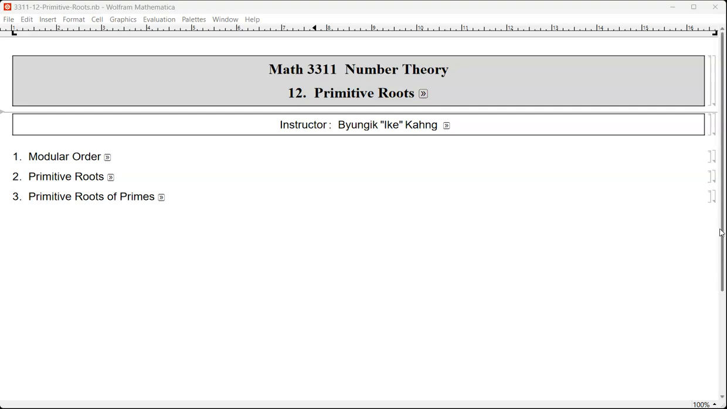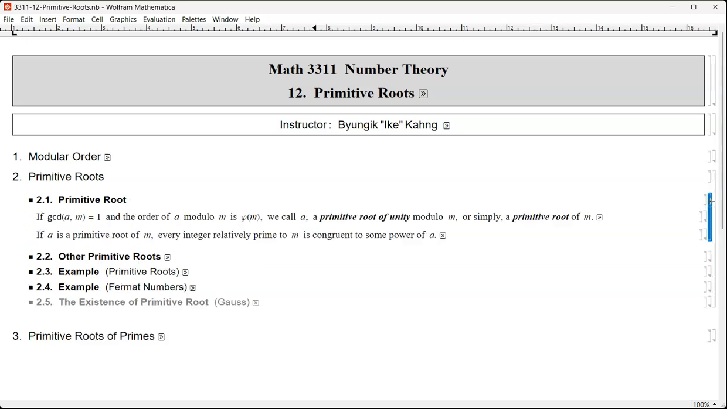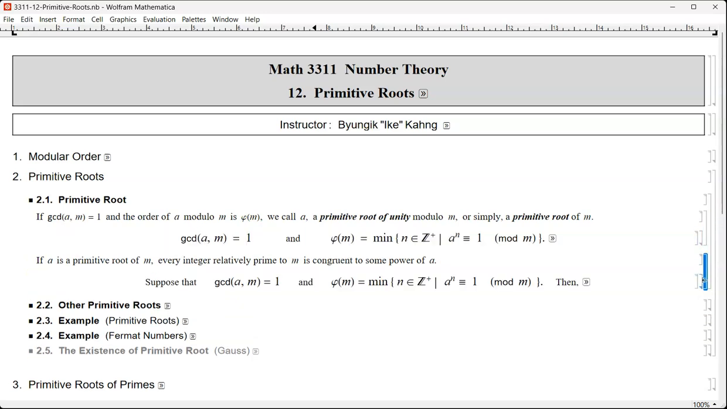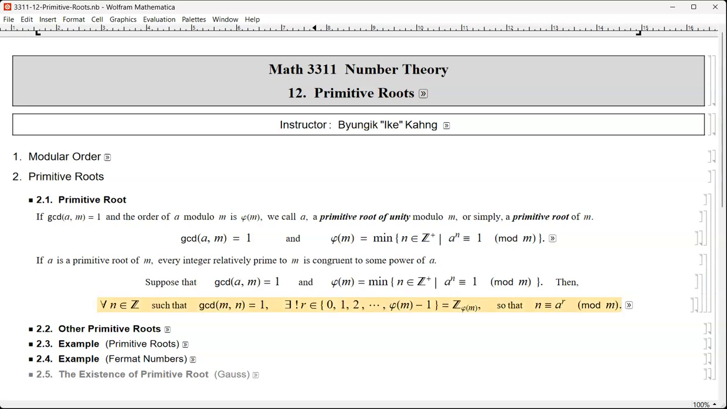Hello students, welcome back. Previously, we defined the primitive roots, or more precisely speaking, a primitive root of unity modulo m, and we went through its most important property. Any integer is uniquely congruent to a to a certain power, mod m, where the power is selected from 0 to phi of m minus 1. So there are precisely phi of m choices: a to the 0 power, first power, second power, up to phi of m minus 1 power.